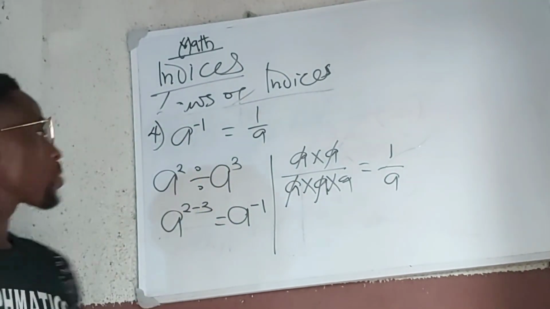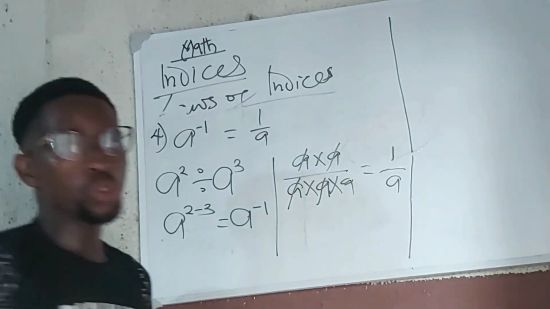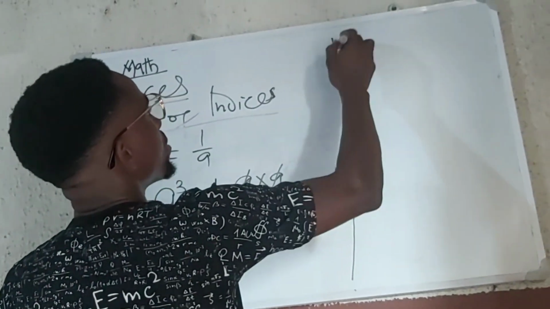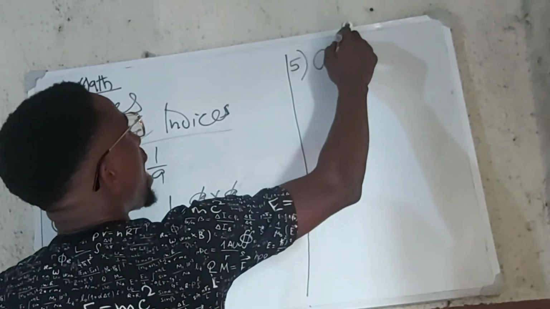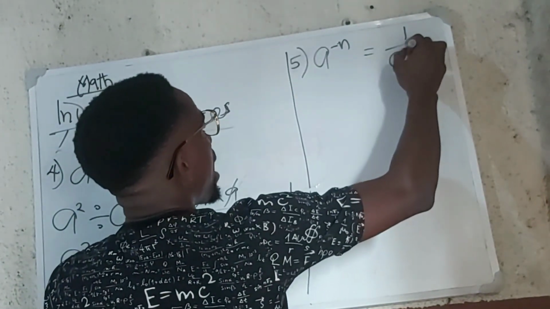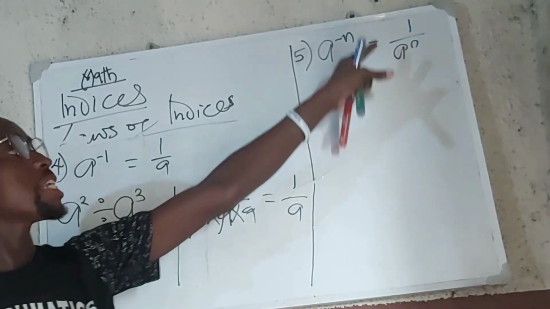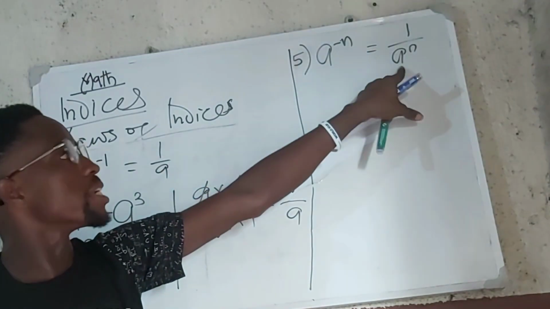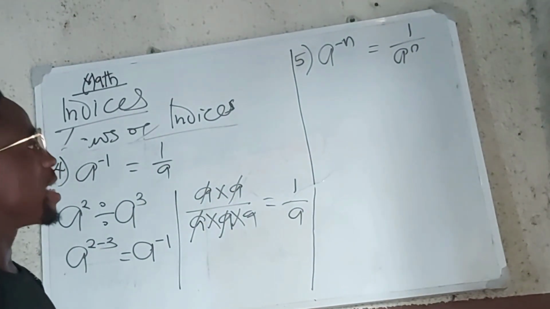In general, we can write the next expression. Without needing to prove that, we'll have that number 5, a to the power minus n is the same thing as 1 upon a to the power n. So once you see a negative power, it means 1 upon. You can always prove that. You can do it with various numbers.